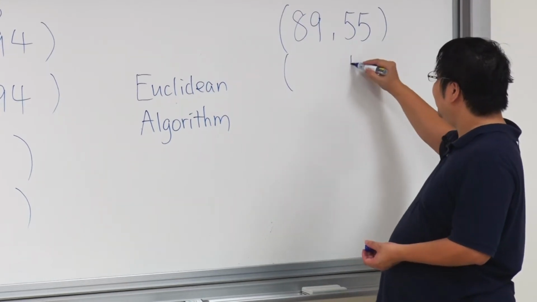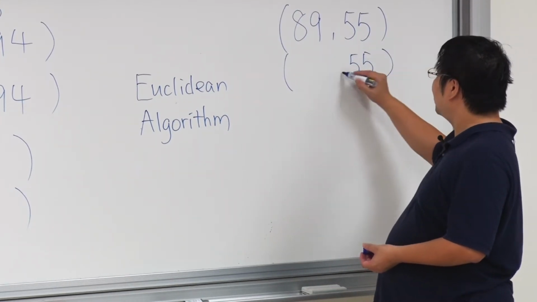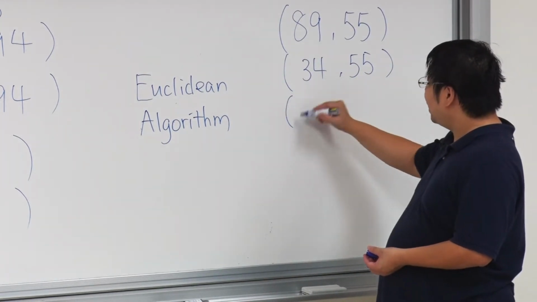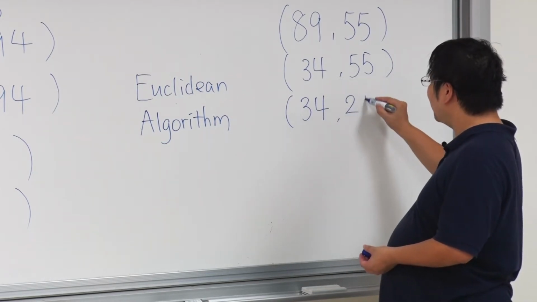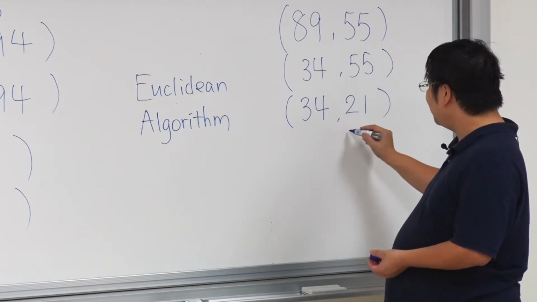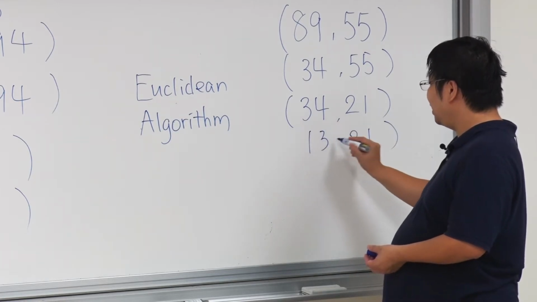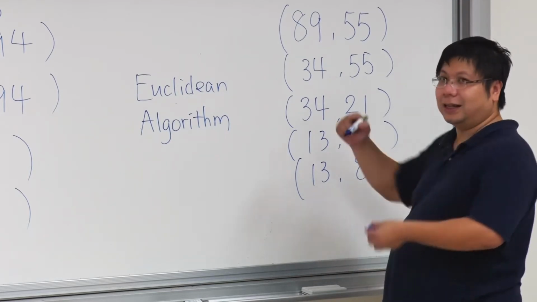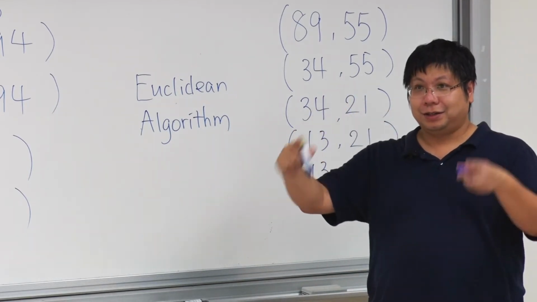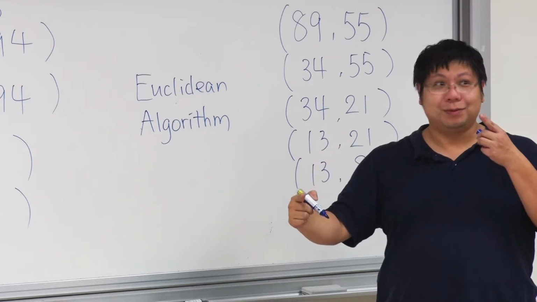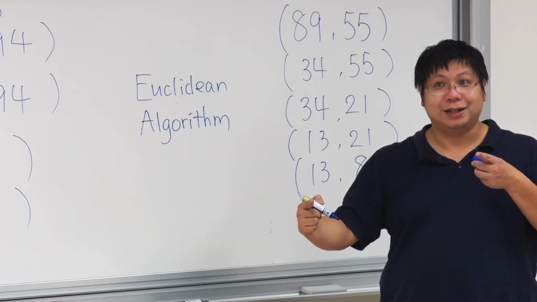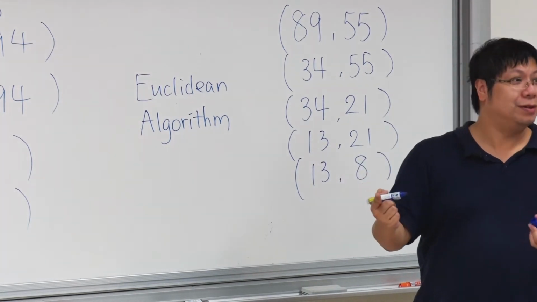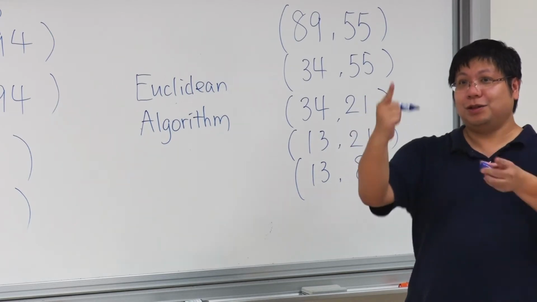So we keep 55, but then we will have 34 here. And then we will keep 34, and then we keep 21. And then we keep 21, and then we have 13. And then we have 13, we have 8, and then 8, 5, 5, 3, 3, 2, 2, 1, 1, 2, 1, 2, 1, 2, 1, 1, 0. So that's it. So this is going to be the longest path.